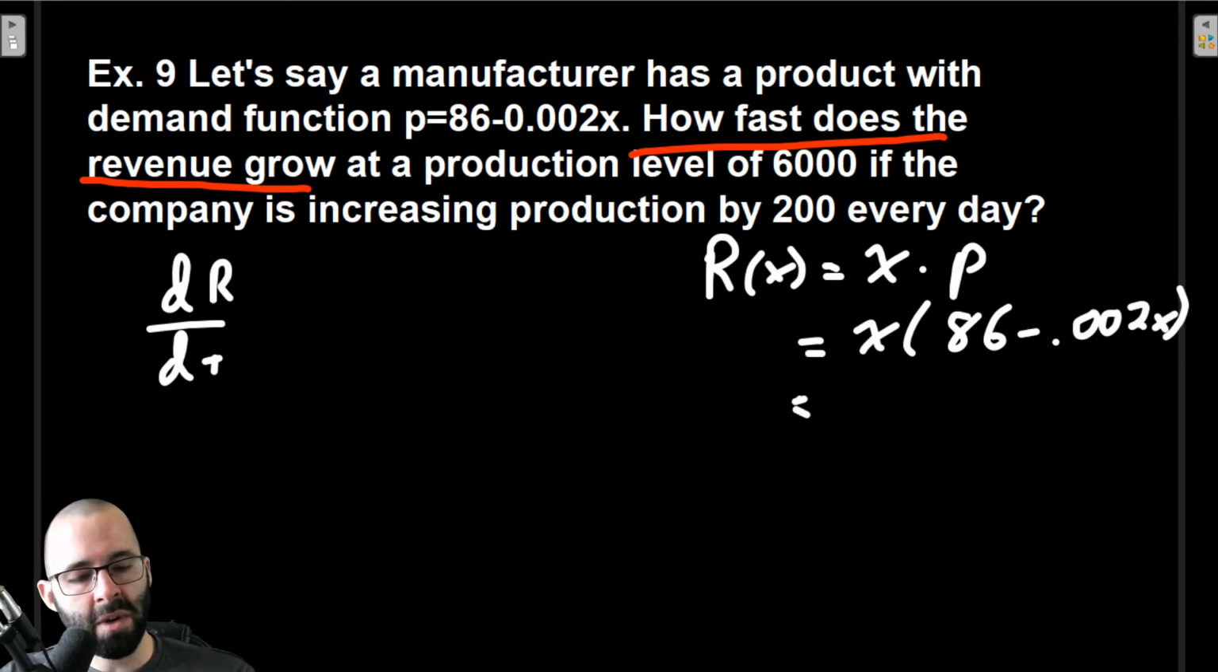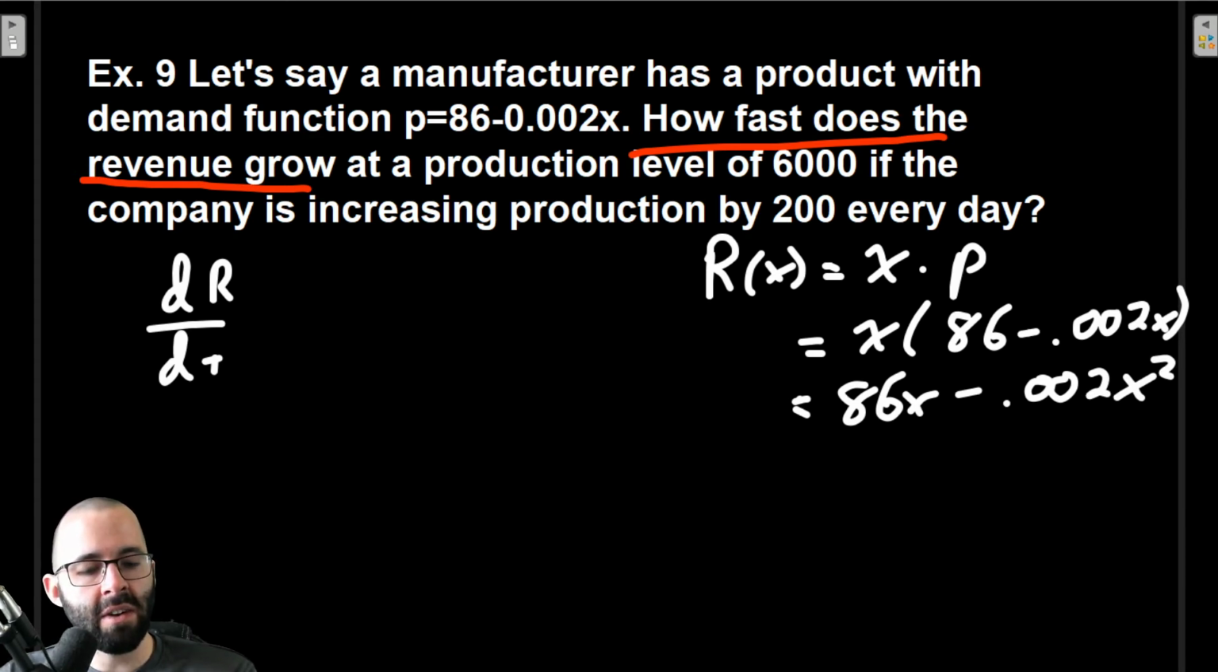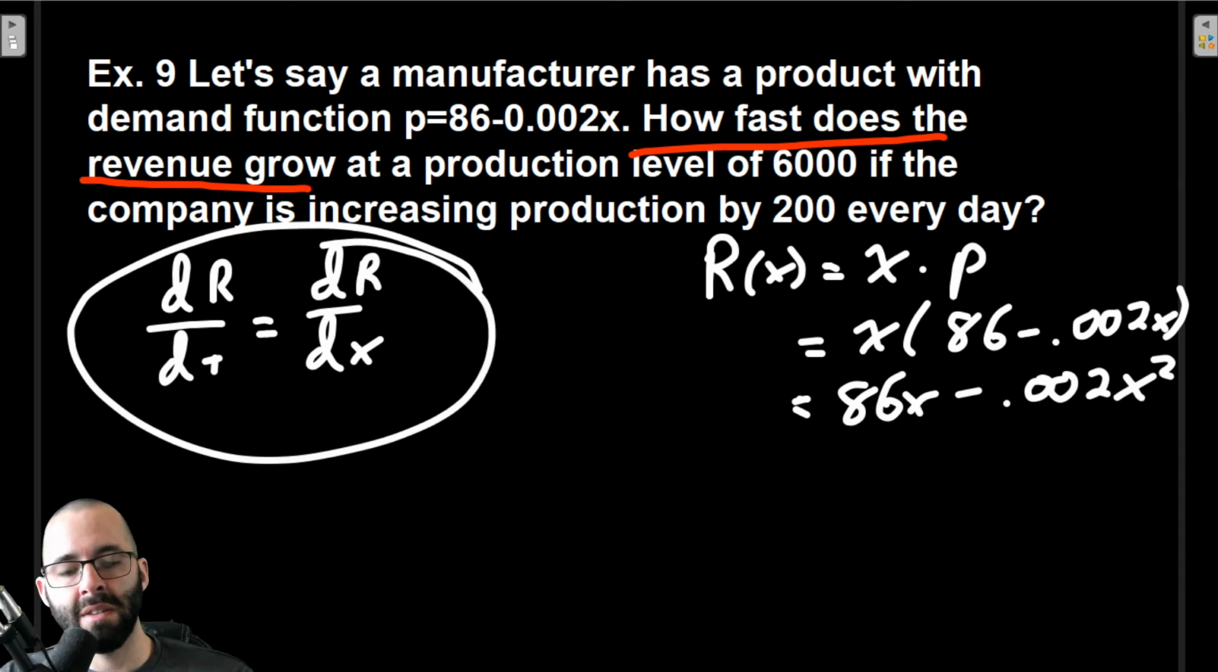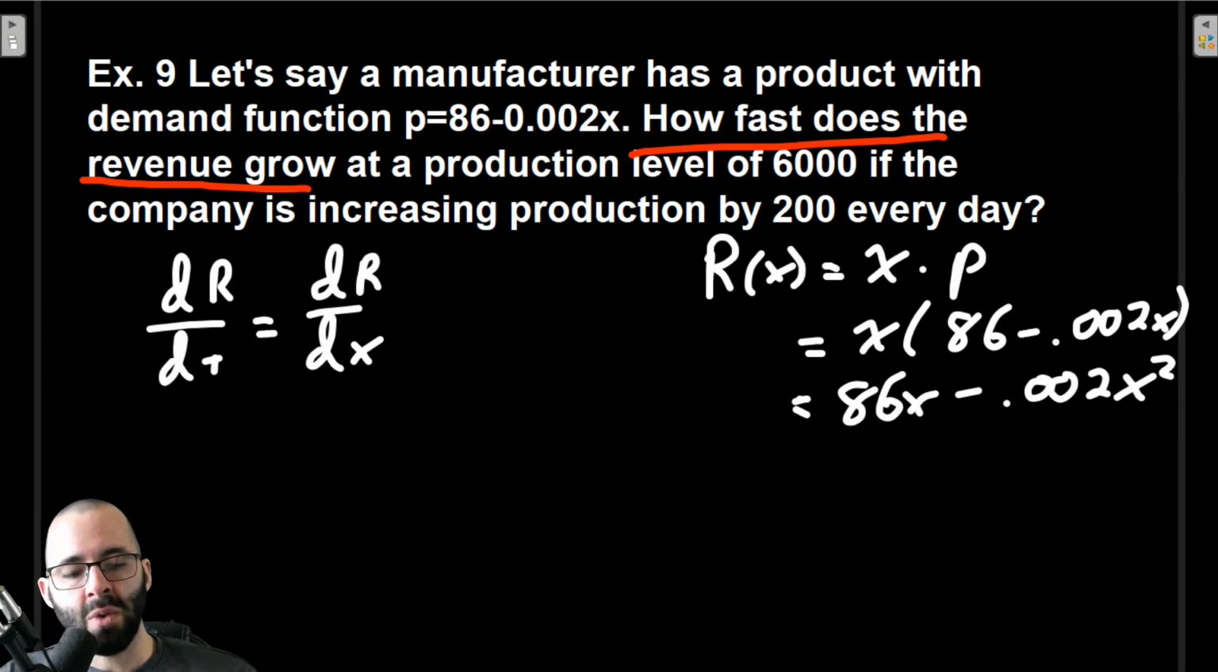We can rewrite that a little bit. That's 86x minus 0.002x squared. So I can find the derivative with respect to x. I can find r prime of x, no problem. The derivative of r with respect to x, that's easy. But as I've written it now, this is not a true statement. These are different derivatives. So we make it true with the chain rule. Multiply by dx/dt. And again, the way to remember that this works is that the dx's cancel, giving dr/dt.